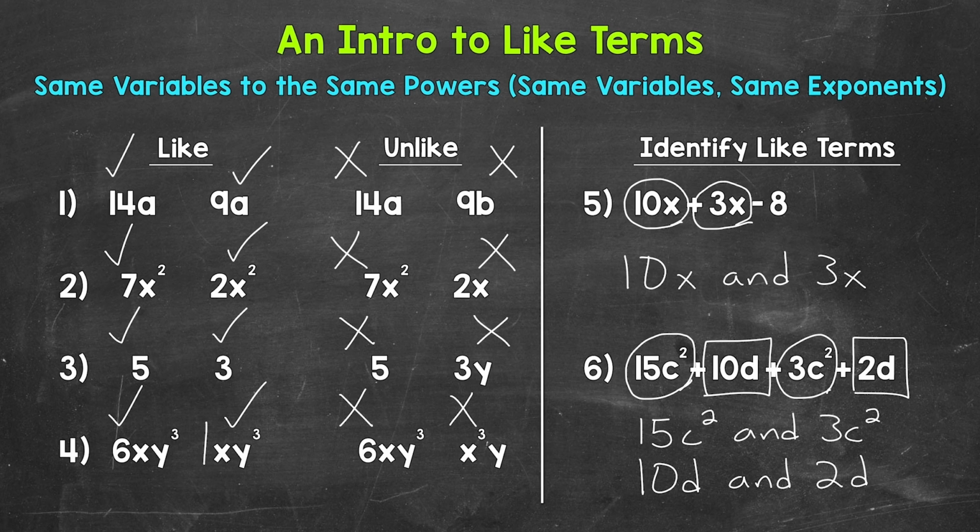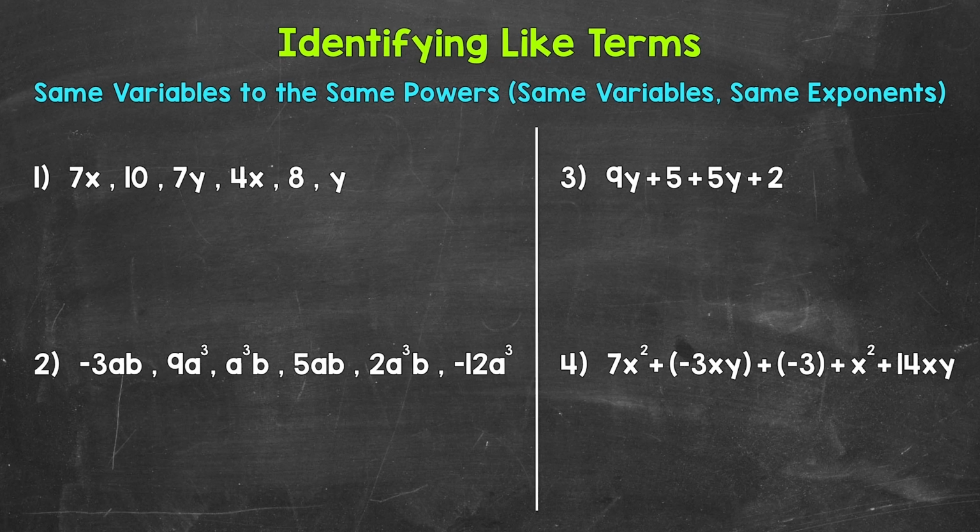Let's move on to more examples and identify more like terms. Here are more examples where we will continue to take a look at like terms. Let's jump into number 1, where we have 6 terms listed. Now, there are going to be 3 pairs of like terms, so everything has a matching like term here.